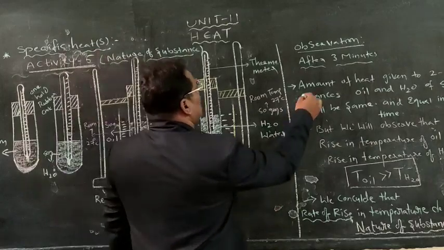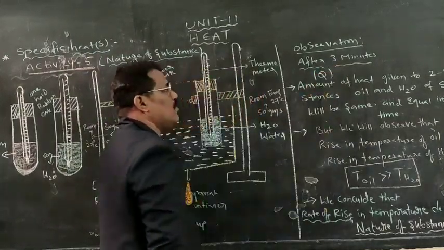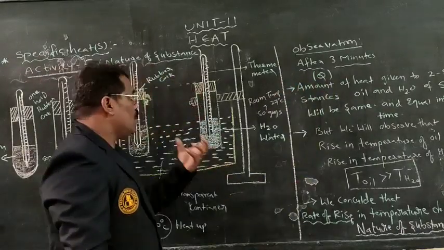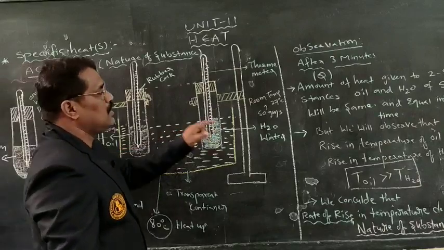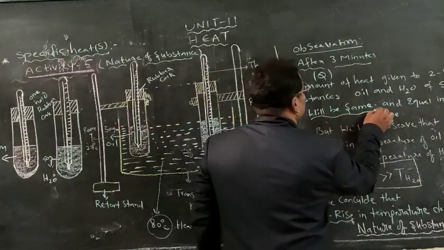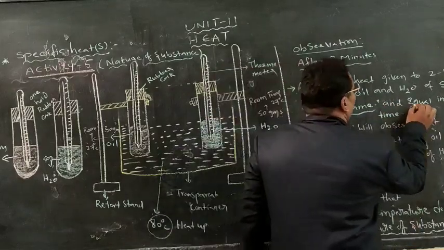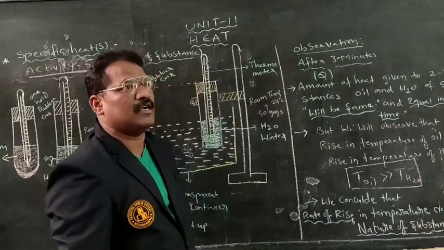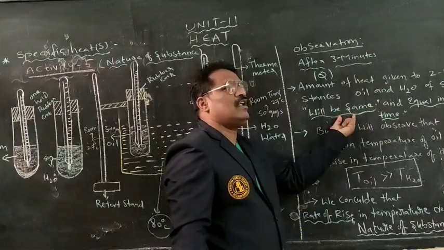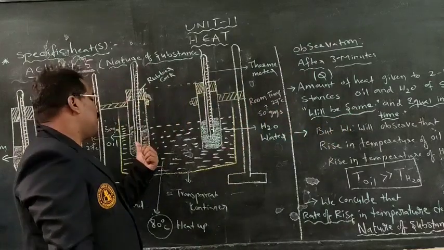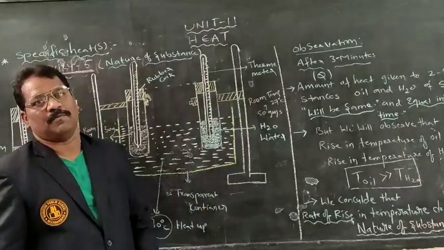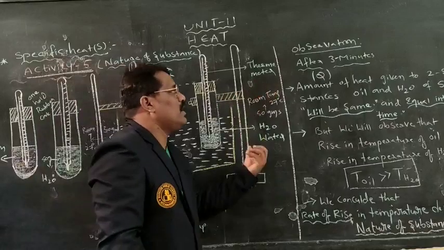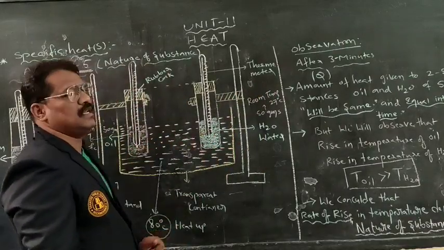First of all, observe the quantity of heat supplied to water as well as oil. If you go for the quantity of heat, the amount of heat given to the 2 substances, one is oil, the other one is water, will be remaining as what? As same. And equal interval of time. How many minutes are taken within the time interval? 3 minutes. Equal interval of time, and the quantity of heat supplied also will be equal for both oil as well as water.